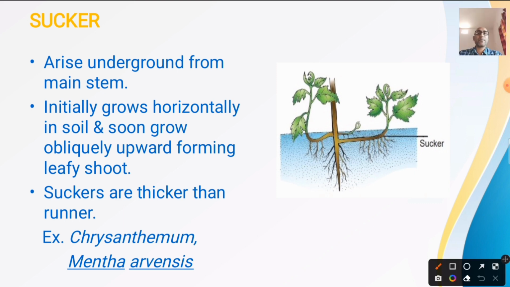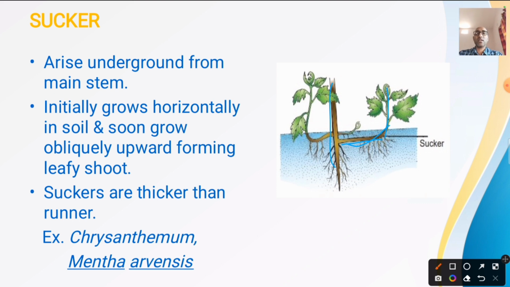So first of all, we know that it arises underground from the main stem. This is the main stem. It is arising underground. Got it? First it runs under the ground horizontally, then it grows obliquely upward, forming a leafy shoot.